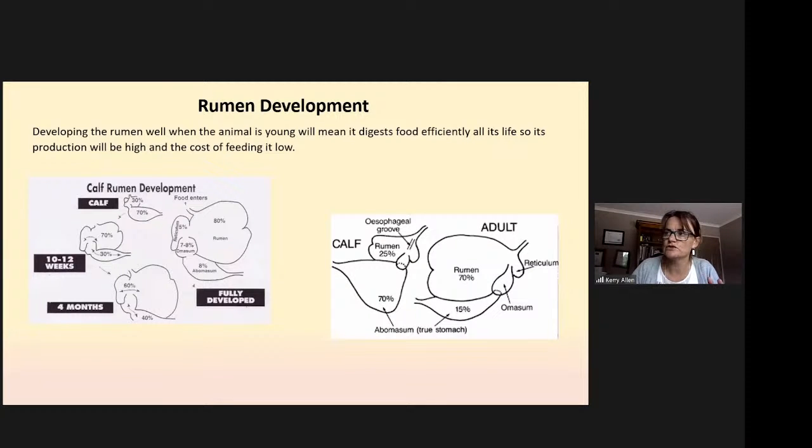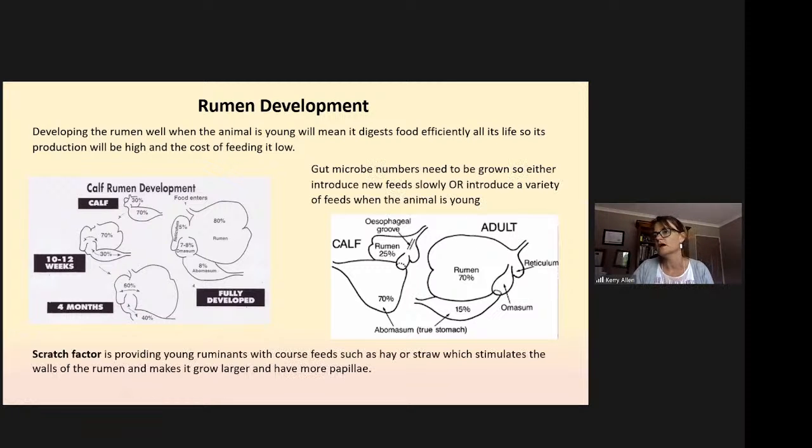Okay, also the esophageal groove is in a calf, and that takes the milk straight from the throat and straight into the abomasum. Okay, so that can be broken down there. So it's just showing you how that changes, because after a while that esophageal groove is no longer functioning. It doesn't work. So if you keep feeding the milk after a period of time, it's not going to be efficient. It's not a good use of resources.